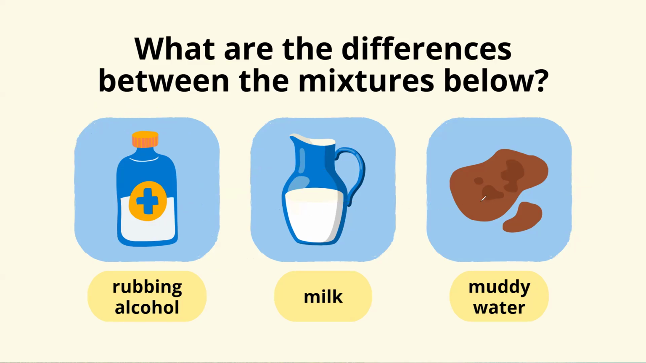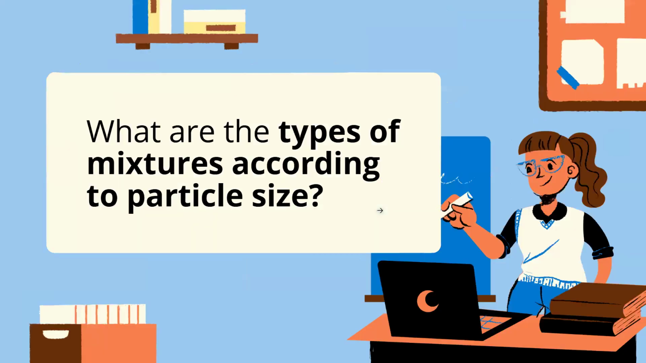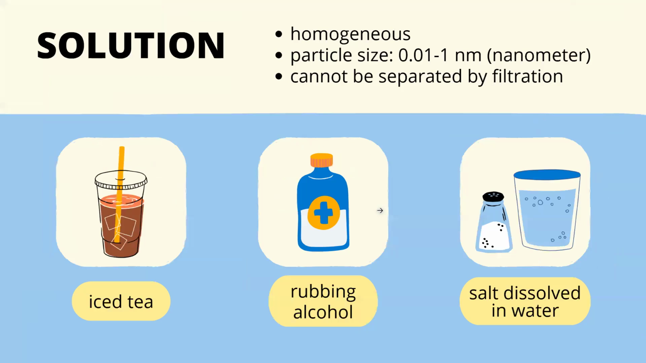However, in the case of muddy water, if you look at it through a transparent glass, you are able to see some particles. And that's why we're moving into the types of mixtures according to particle size. Are you there? Yes, sir. We have the first one, solution. Say after me, solution. Solution. Good. So under the types of mixtures, we have the first category, which is called a solution.